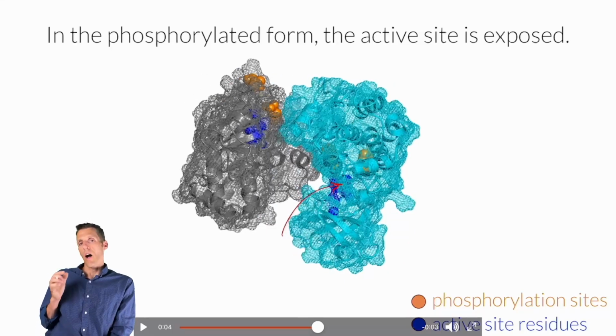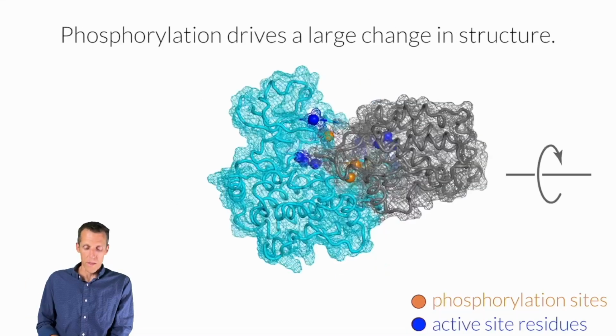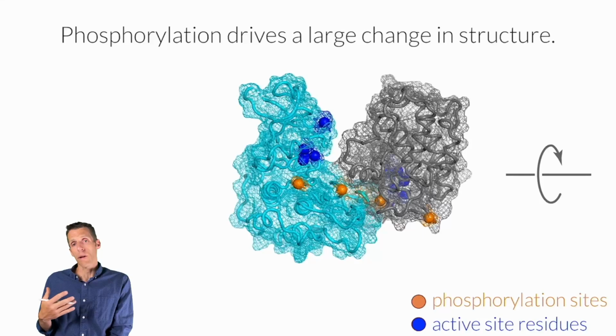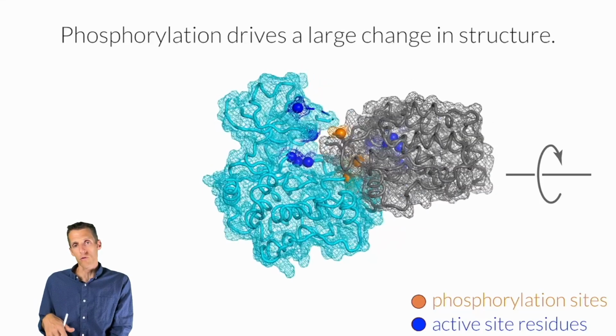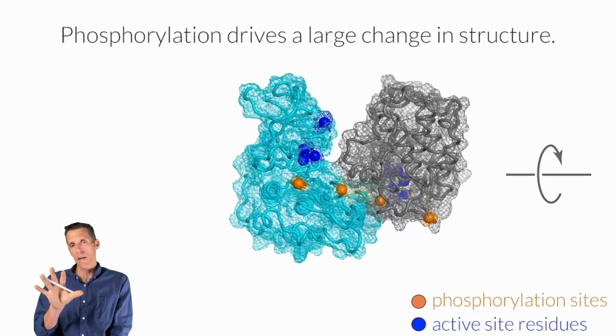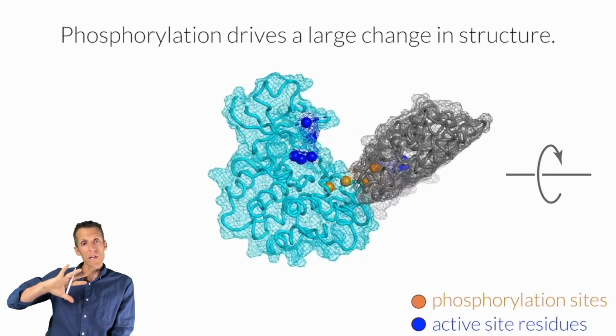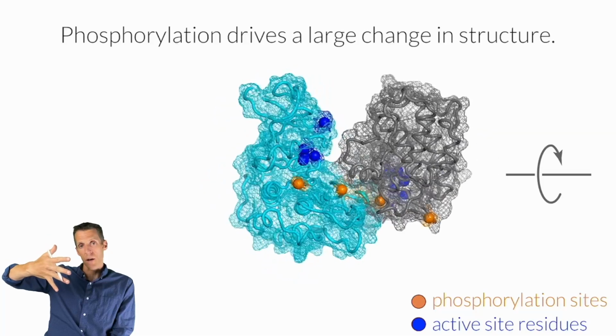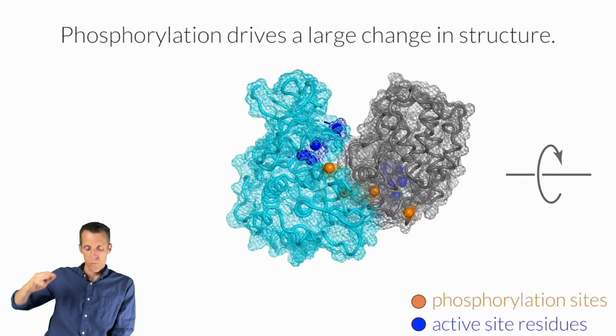So in the unphosphorylated form, the active site is buried. In the phosphorylated form, the active site is exposed. And this is a pretty big structural rearrangement to get there. So now I'm showing a morph between the two structures. And hopefully what you can appreciate, I've sort of fixed the blue. I've kept that in the same orientation. But the gray structure is flipping over. It's actually flipping 180 degrees as phosphorylation happens. And that is what exposes the site.